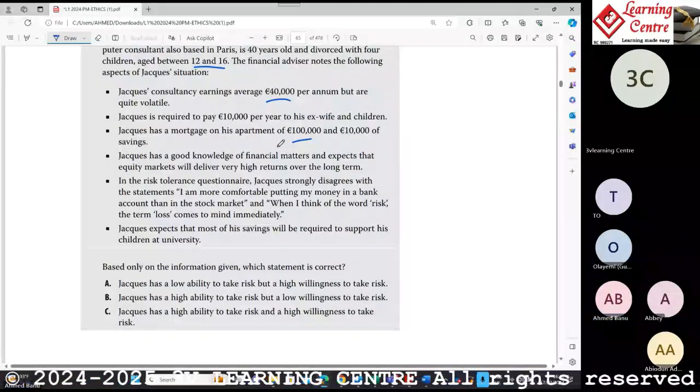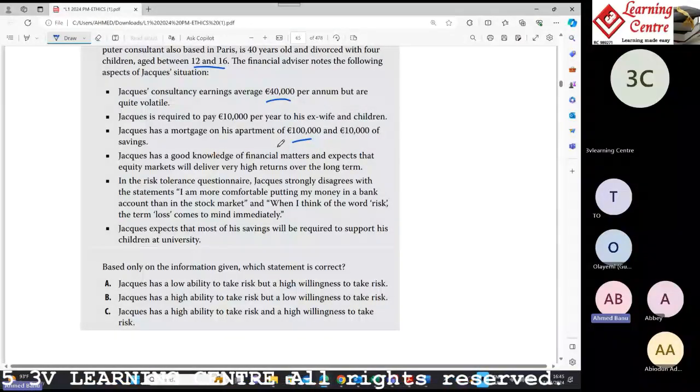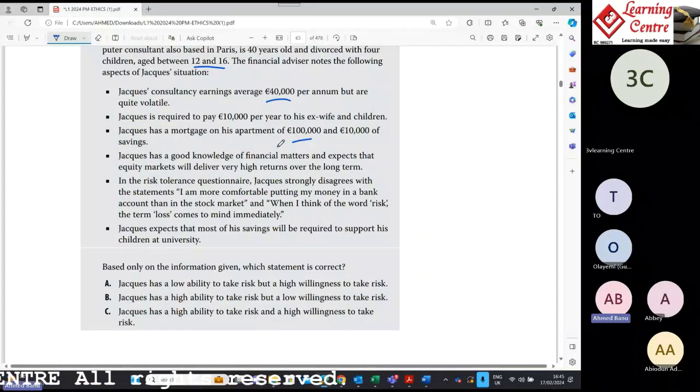Based only on the information given, which statement is correct? A. Jacques has a low ability to take risk, but a high willingness to take risk. B. Jacques has a high ability to take risk, but a low willingness to take risk. C. Jacques has a high ability to take risk and a high willingness to take risk. What are your thoughts? Anybody in this class?